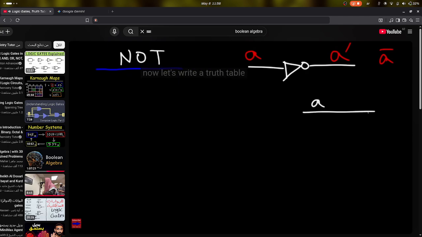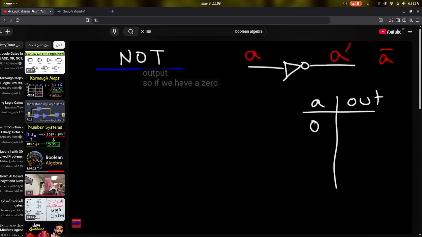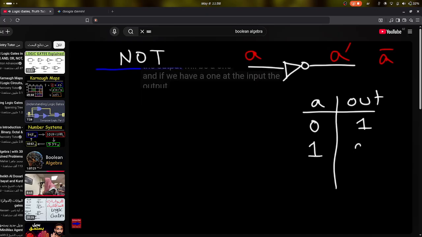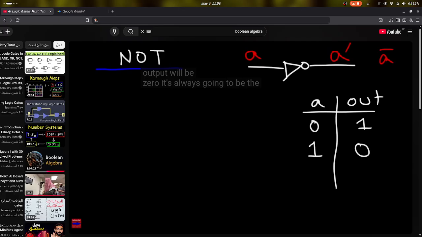Now let's write a truth table. So we're going to have the input and the output. If we have a 0 at the input, the output will be a 1. And if we have a 1 at the input, the output will be 0. It's always going to be the opposite. So basically, if the input is in an off state, the output will be in an on state, and vice versa. Now, how can we represent this using a transistor circuit?